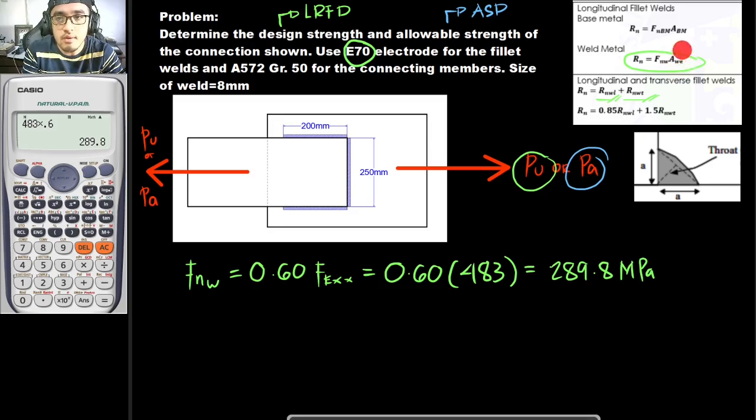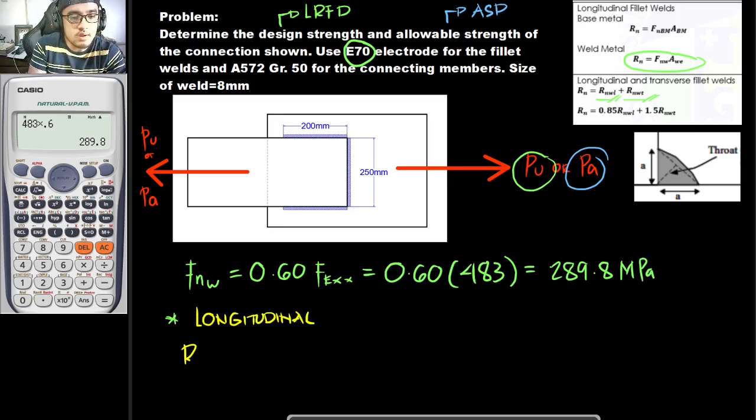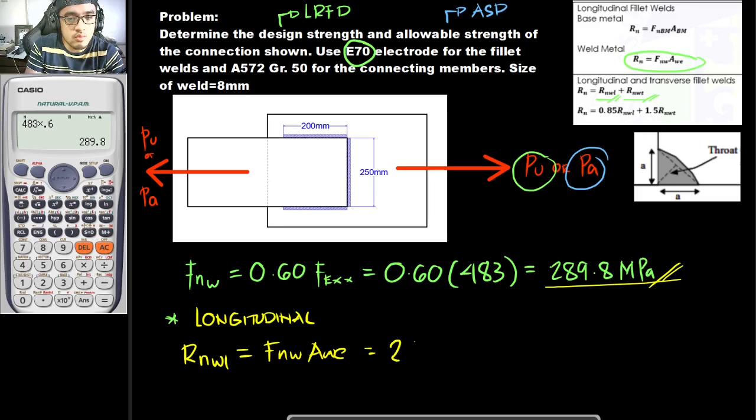So our AWE would be dependent on these lengths right here. So if we are to solve for the longitudinal first, so let's solve it here first. So RNWL, that is to be FNW times AWE. But we already have the value of our FNW, which is 289.8 megapascals times the critical area of our welded connection.